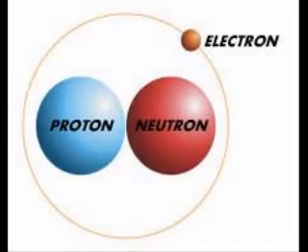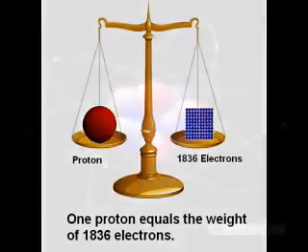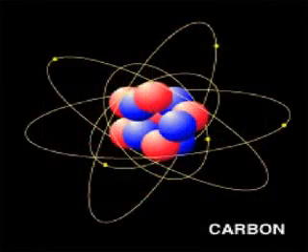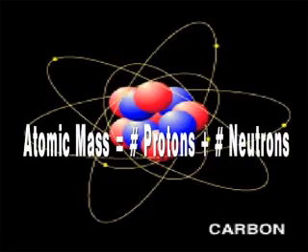The mass of the proton is about 1,836 times greater than a single electron. Thus, the mass contributed by electrons is insignificant when determining atomic mass. The atomic mass is the sum of the protons and neutrons in the nucleus. Most carbon atoms have an atomic mass of 12, which means they have 6 protons and 6 neutrons. Remember, the atomic mass is the number of protons plus the number of neutrons. The atomic mass of most carbon atoms is 12.